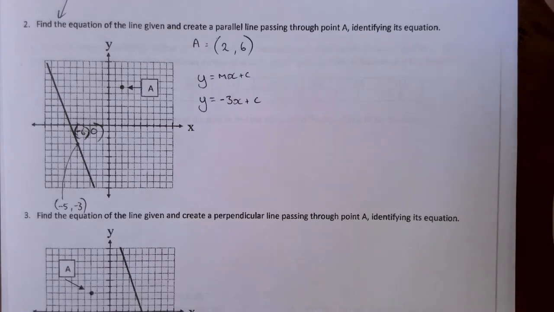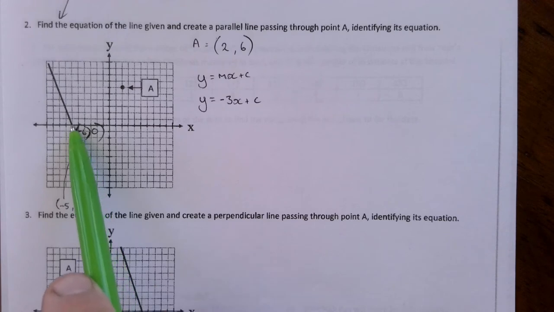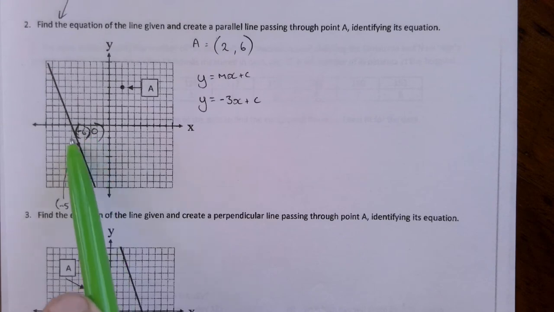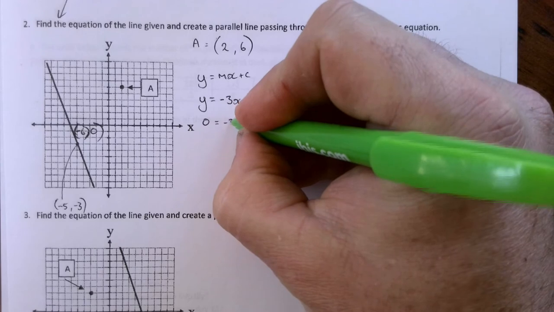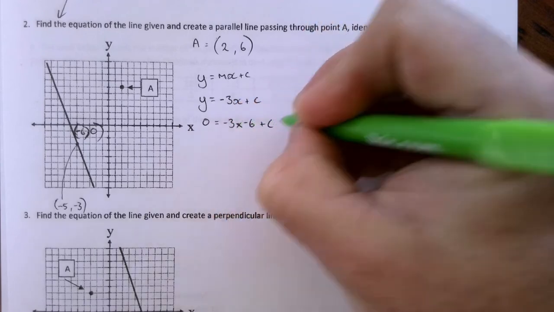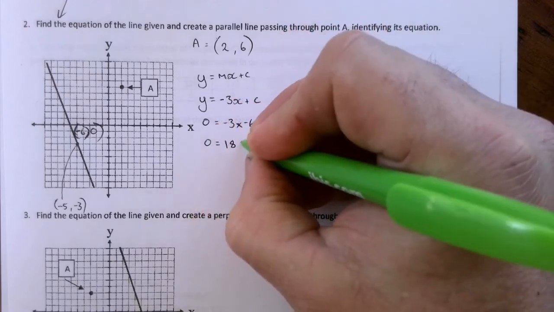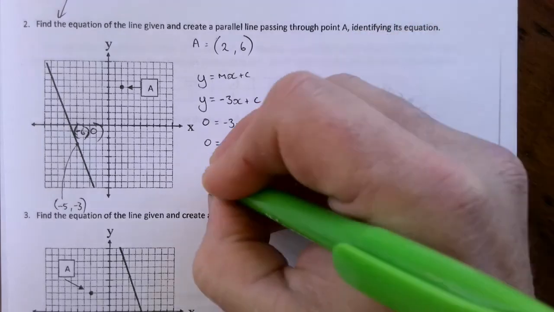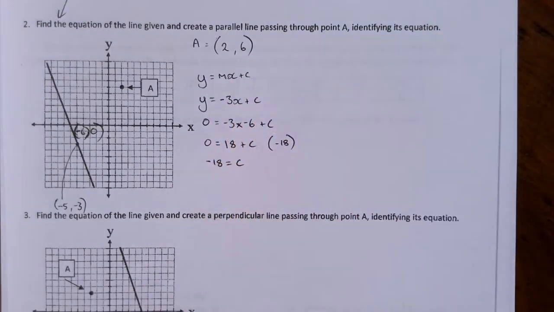Okay, but what I do have is this point up here where it crosses the x-axis. So let's use this x, y coordinate to solve for it. So if y is nothing and x is -6, then I can use the balance method to take 18 from both sides. I know that c is going to be -18.